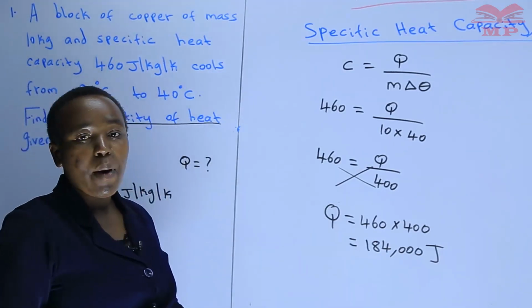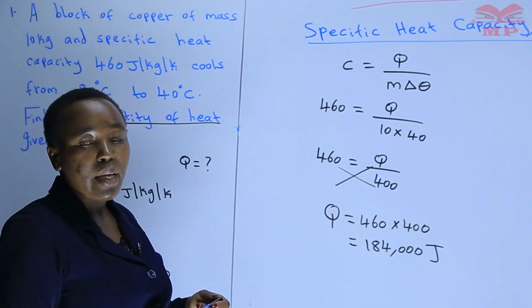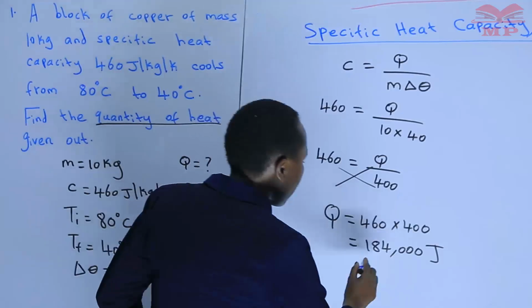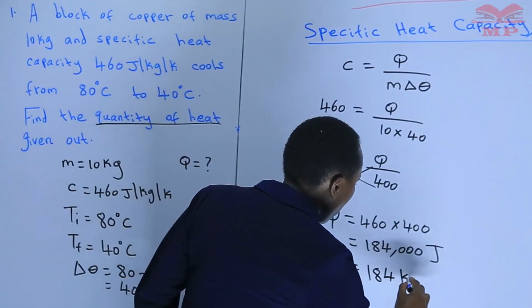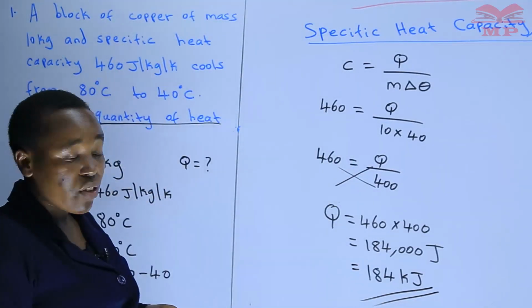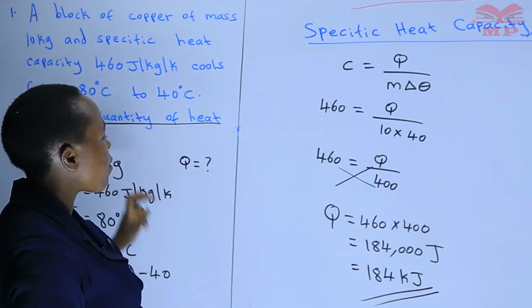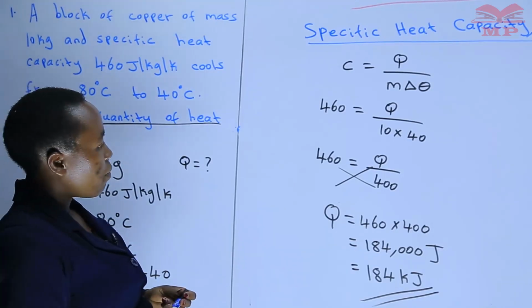So that is the quantity of heat that is given out. This is a large number. We can change it into kilojoules. We know that 1,000 joules make a kilojoule. So by dividing by 1,000, we can still say it is 184 kilojoules. So that is the heat energy that will be given out. Hoping that that is clear.